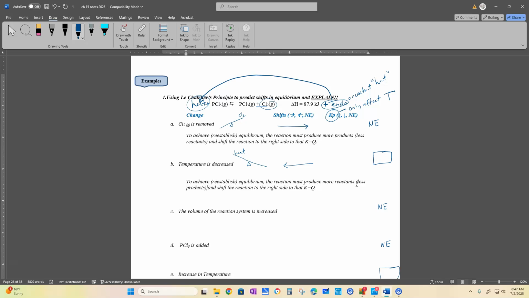And I'm going to have to shift to the right. I'm sorry, I'm going to have to shift to the left. So that way K equals Q. Okay? But now here's the big one. What happens to K? Because I have to produce more reactants. My K, products over the reactants, I have to produce more reactants. My reactants are getting bigger and bigger and bigger. So products over reactants, small number over big number, my K is going to decrease.